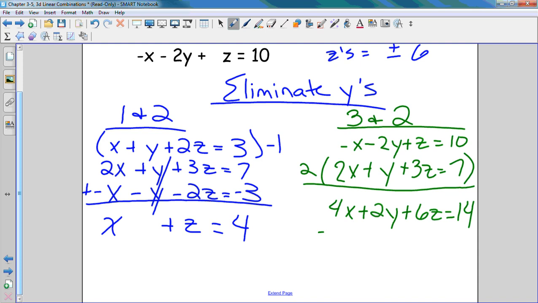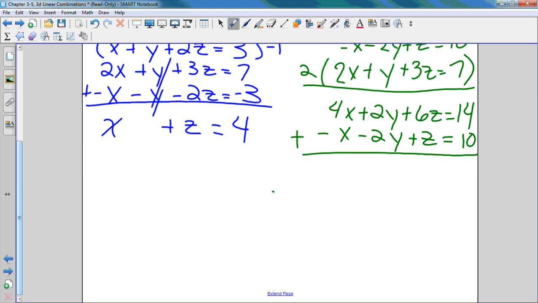And I'm going to just rewrite my other equation. Negative x minus 2y plus z equals 10. Now I'm going to add them. Minus x, 2y minus 2y cancels, 6z plus z. Now here's why I had to eliminate the y's and I couldn't switch to x, because now look, I have two equations in the same variables. Do you see how they're the same?